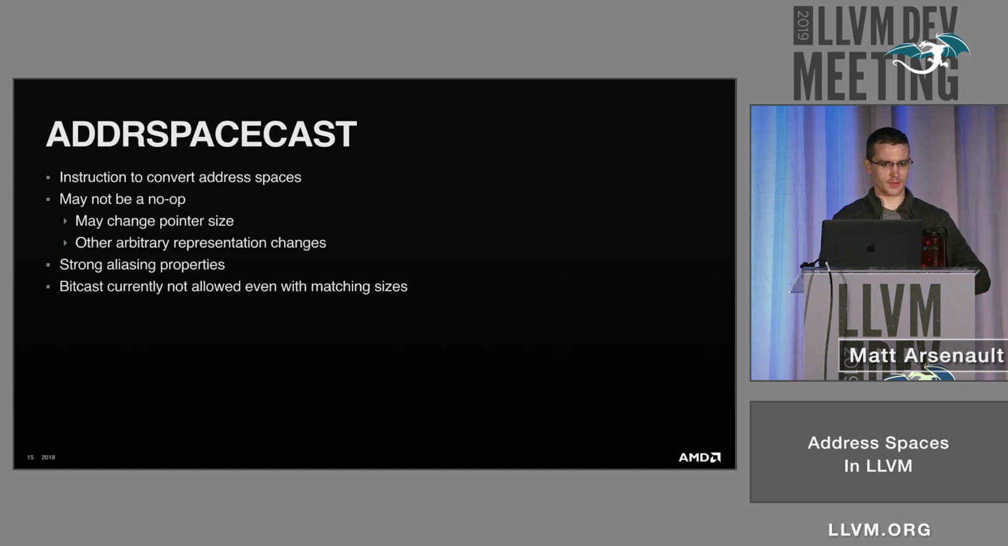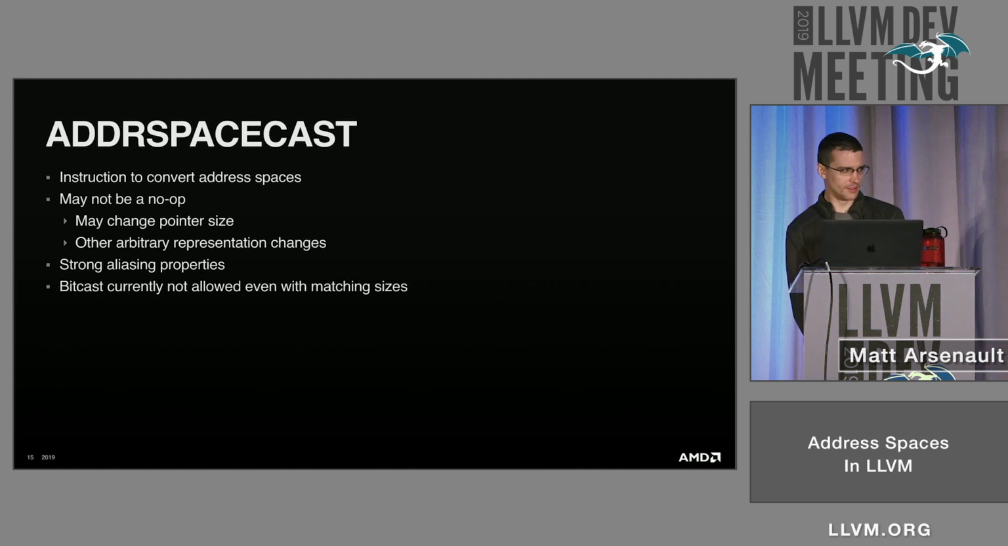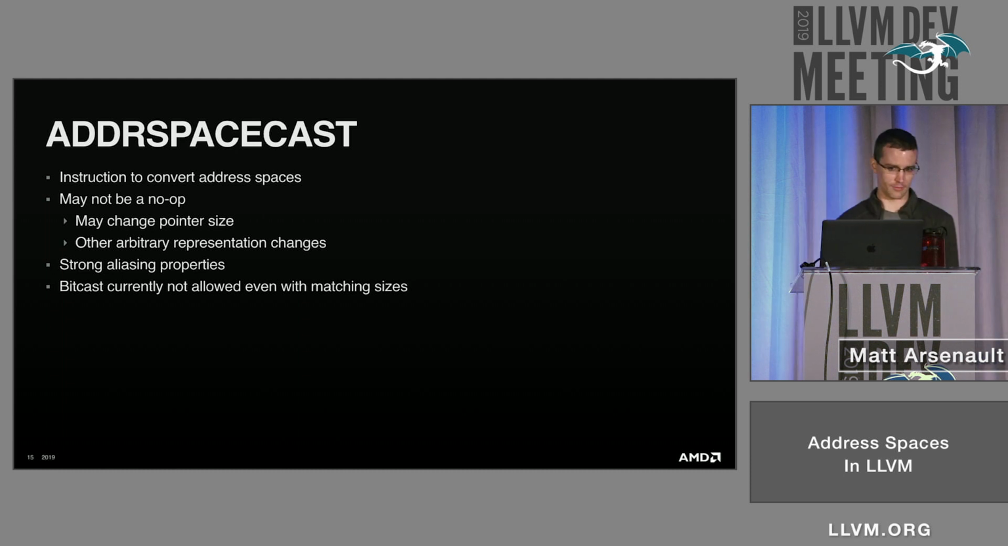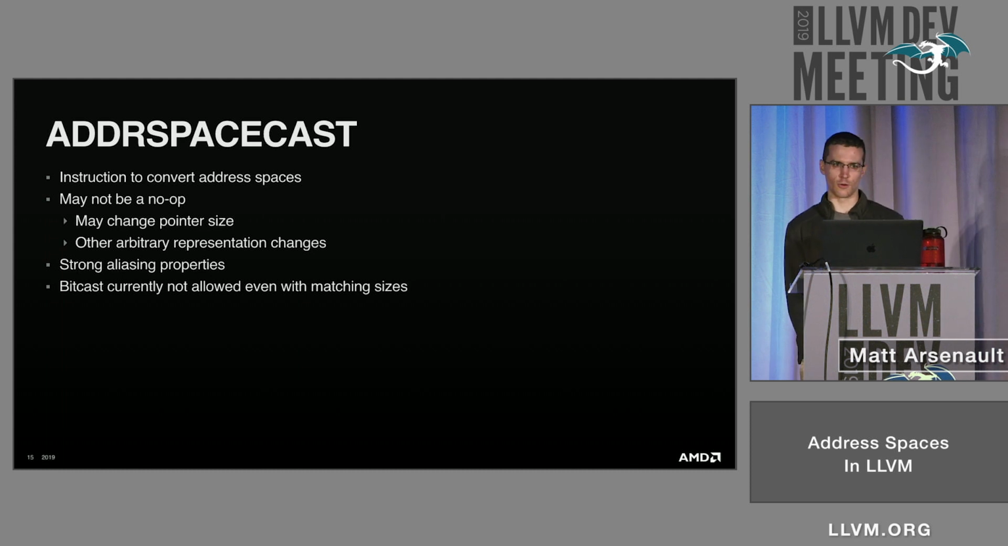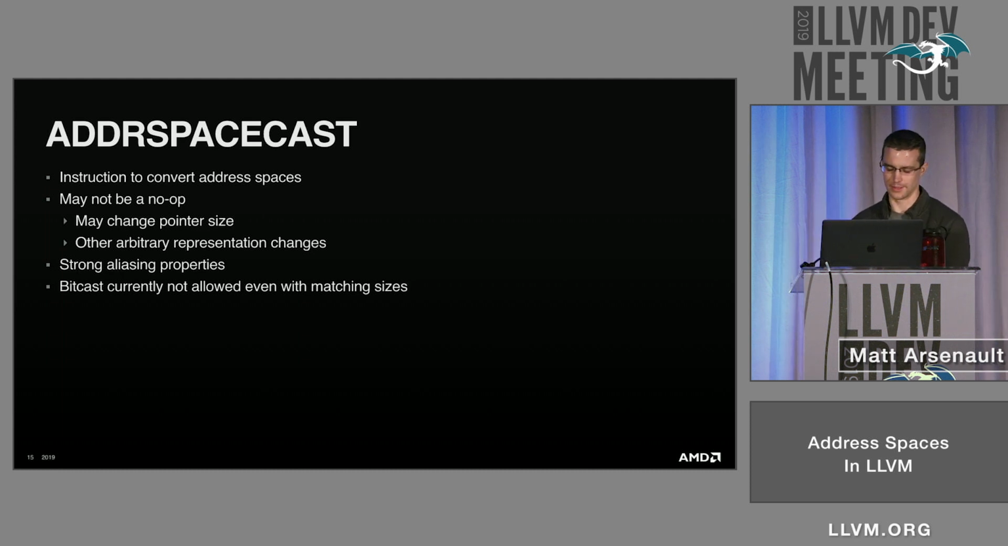So it's impossible to talk about address spaces without talking about casting between them. So ADDRSPACECAST is an instruction that was added maybe 6 years ago or so for how to convert between address spaces. The important thing is it might not be a no-op. It might change the pointer size or some other strange arbitrary representation change. It does give you strong aliasing properties, which you would not get if you cast from a pointer to an integer and then integer to pointer, or cast a pointer to an integer, did something with the high bits and then cast back to a pointer, because that would count as a capture in the IR model.